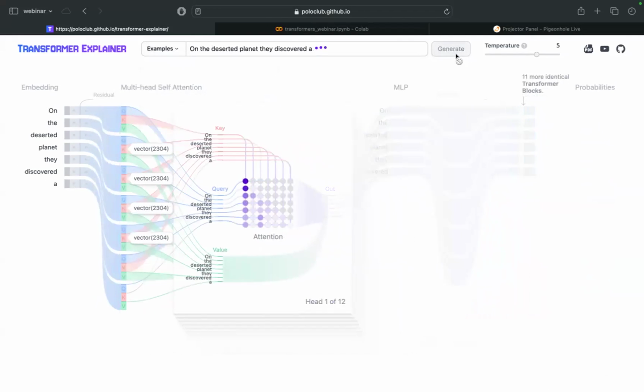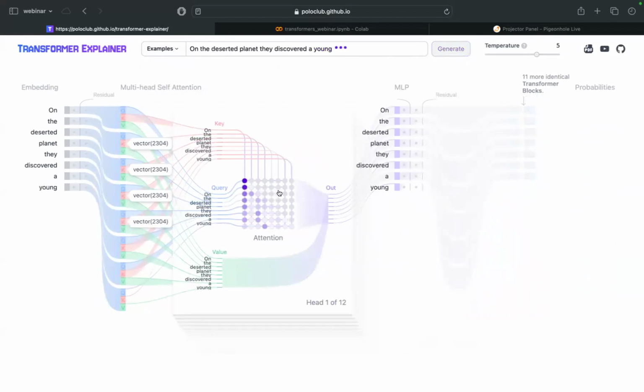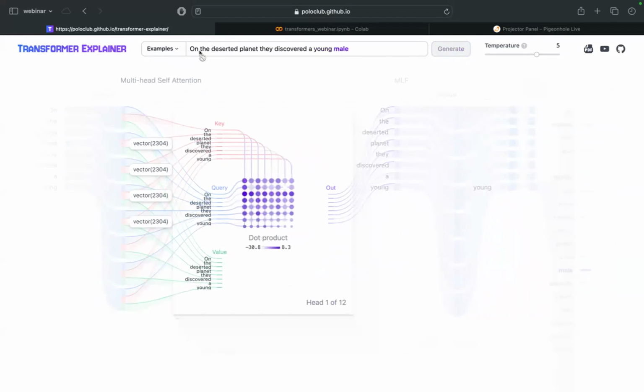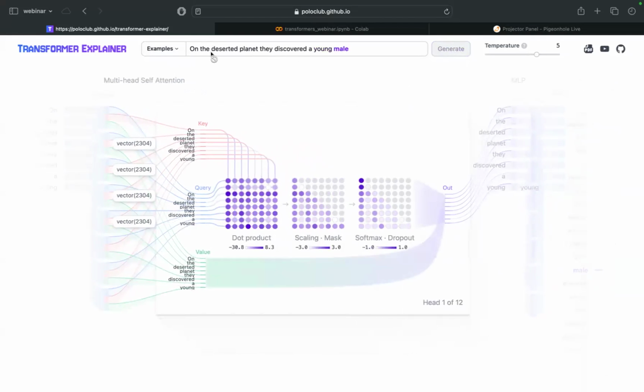Okay, if I use some other example, let's say they discovered... and if you generate, we can see that there are some connections between, on the desert planet, they discovered a young. That means that a desert planet has a lot of value in this sentence. What RNNs exactly fail to capture is how each of these words are related to each other. But what transformers succeed in doing is that it can see the relationship between all of these words rather than just blindly predicting what the next word is. It also captures all the relationships between all of these words.